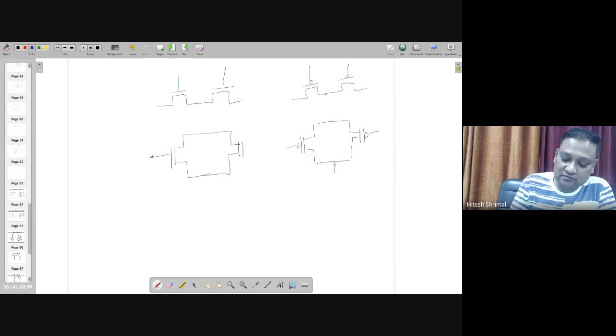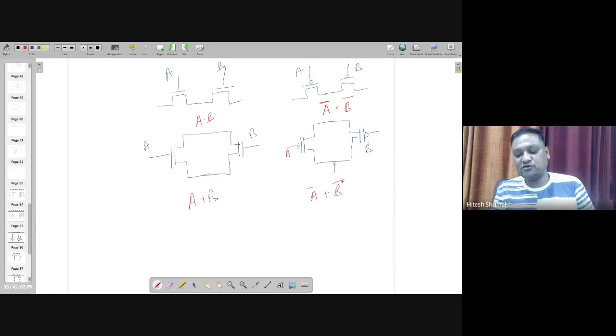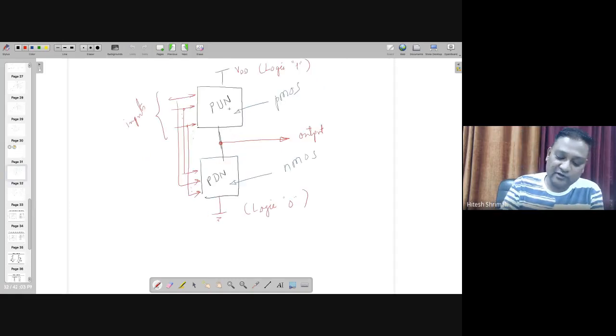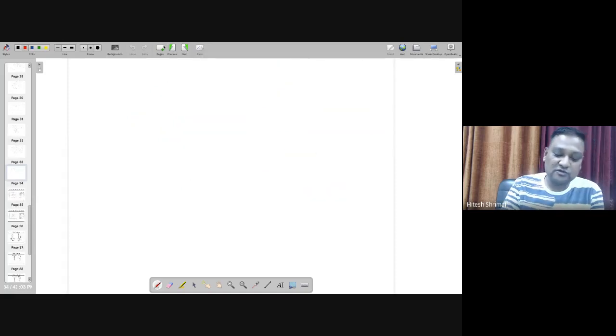So if there are A and B inputs, the first one is implementing A and B, the second one is implementing A bar and B bar. This is A or B and this is A bar or B bar. There are many ways to make logic gates, but one of the easiest techniques, which we have already talked about, is the power up and power down network. So just for completeness, let's make a NAND gate.